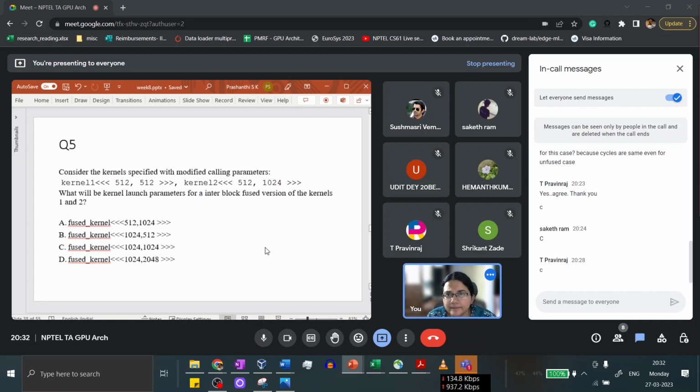We'll move ahead. Very similar question. Kernel 1 is 512 comma 512, kernel 2 is 512 comma 1024. What will be the launch parameters for an inter-block fused version of kernels 1 and 2? 512 1024, 1024 512, 1024 1024, 1024 2048. Again, take a minute, reason it out from first principles. Think about what you remember about inter-block fusion and think about what you would do to the number of threads and number of blocks for this new fused kernel.